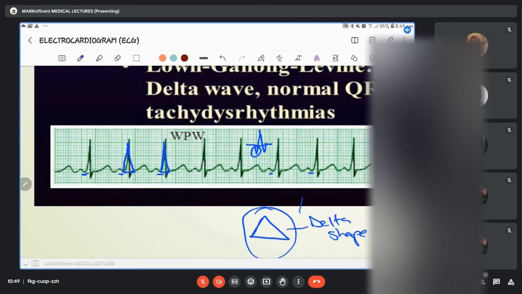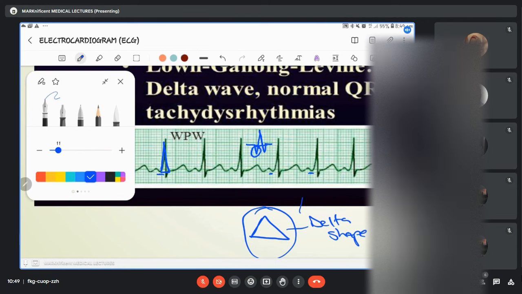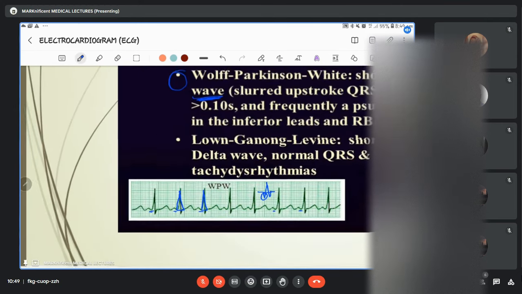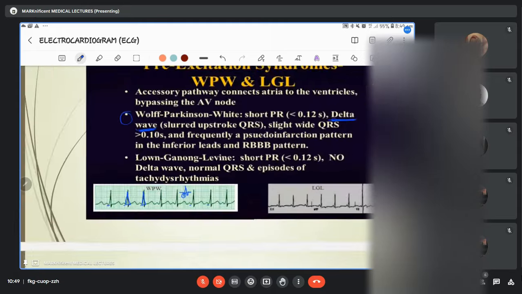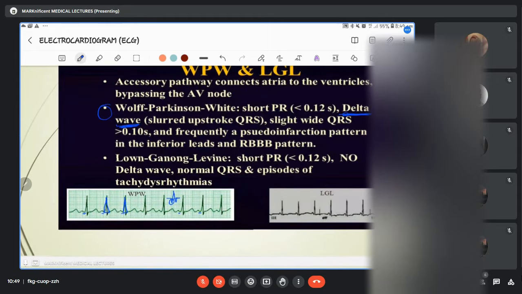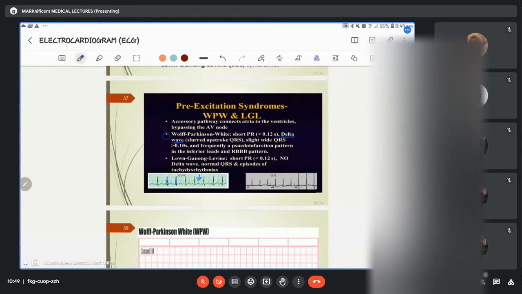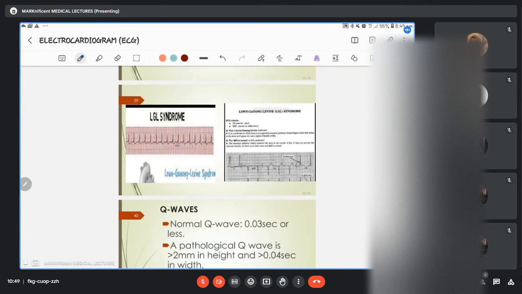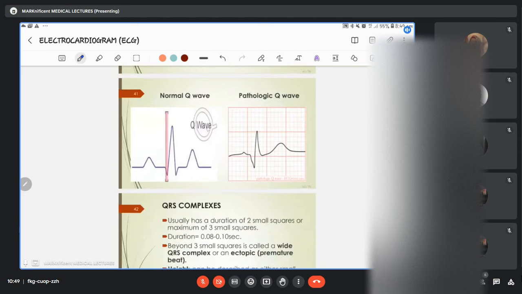Of course, the exam will not ask you to interpret ECGs this way, but all the small findings you'll have. What kind of wave do you find in Wolff-Parkinson-White syndrome? This is delta wave. So that's what I want to talk about in Wolff-Parkinson-White syndrome, basically. All right, any question?